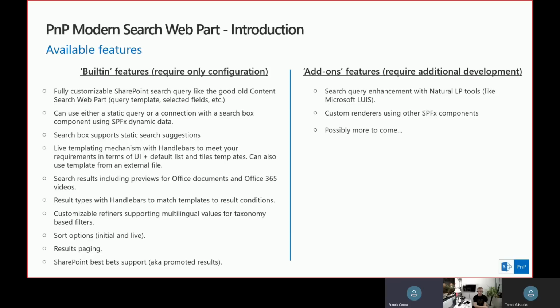Basically, the built-in feature uses Handlebars to create some basic HTML, CSS templates. You can also use external files if you don't want to embed your templates directly in the components. You have built-in previews for Office documents and Office 365 videos, not Microsoft Stream, but Office 365 videos. You also have result type features to select a specific template for a condition. Let's say you want a template for a PDF or a Word document, you can do something like that. You also have refiners support with multilingual values. You can add refiners according to your requirement.